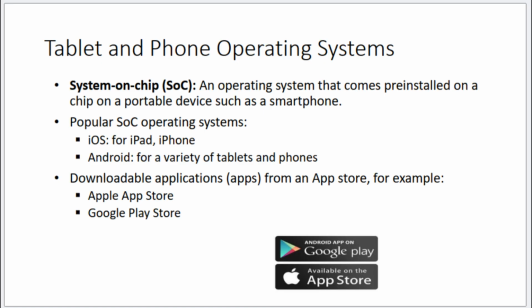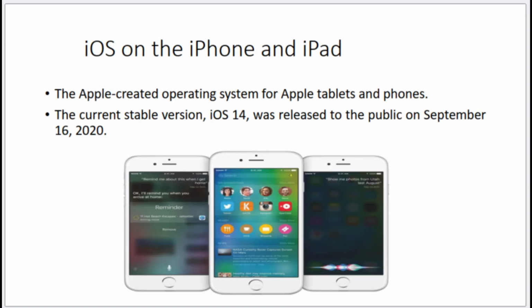Tablet and phone operating system: System on Chip, SoC. An operating system that comes pre-installed on a chip on a portable device such as a smartphone. Popular SoC operating systems: iOS, for iPad and iPhone; Android, for a variety of tablets and phones. Downloadable applications, apps, from an app store, for example Apple App Store, Google Play Store. iOS on the iPhone and iPad. People create operating system applications for smartphones. The current stable version, iOS 14, was released to the public on September 16, 2020.